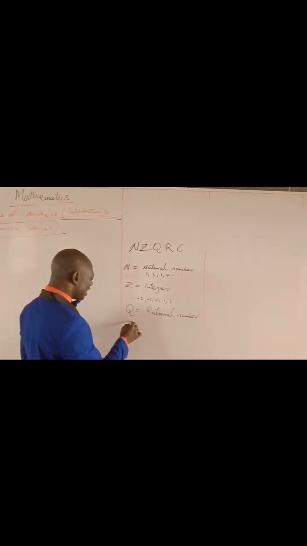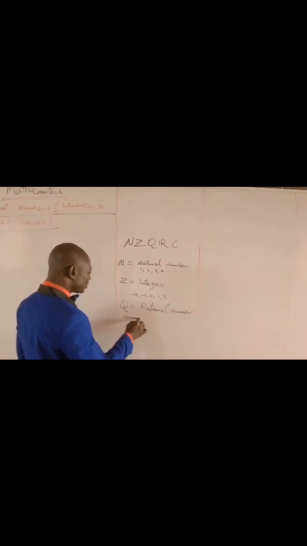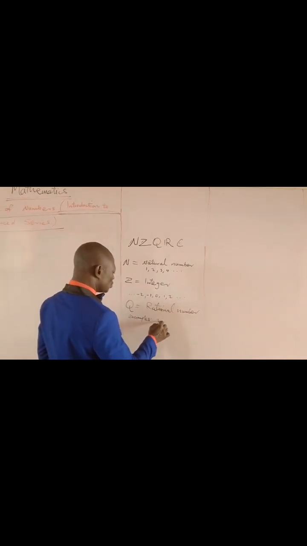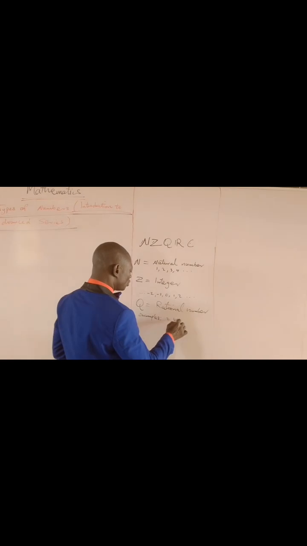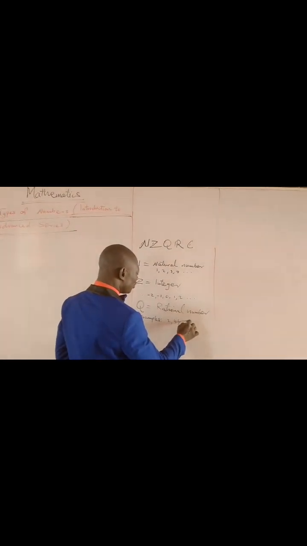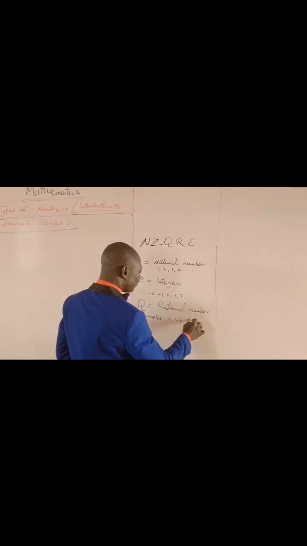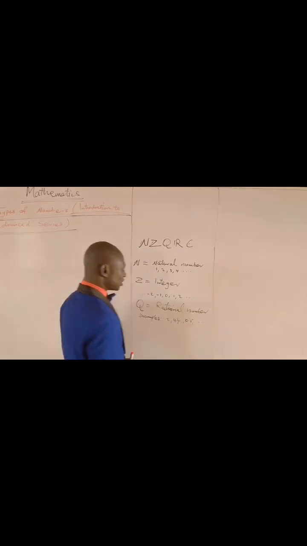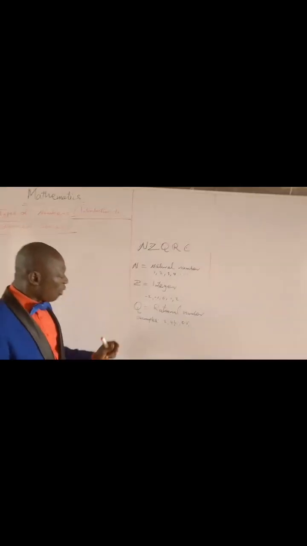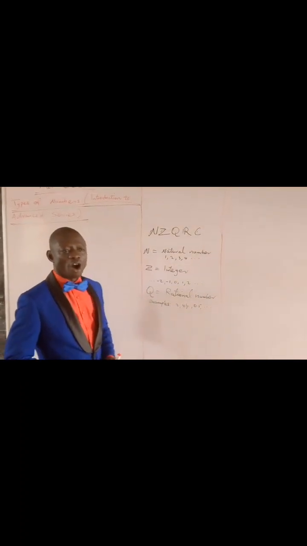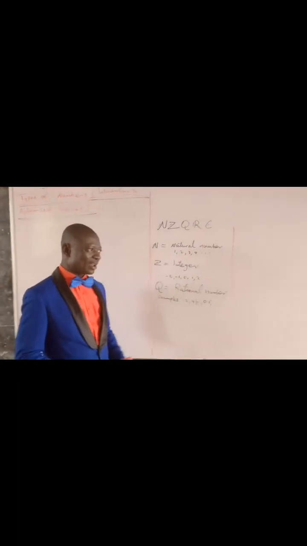Examples of rational numbers are 2, 4 whole number 1/5, 0.5 if it is decimal, and so on and so forth. Any number at all that can be expressed as a fraction will be a rational number.